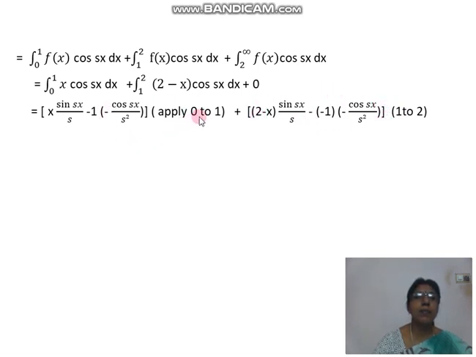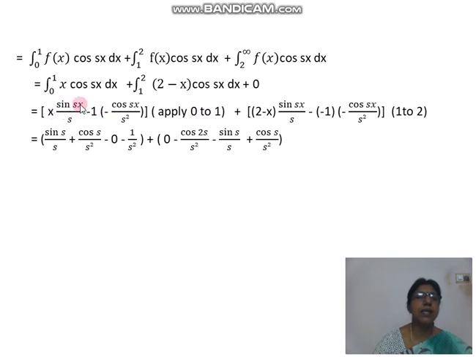See this one, first apply 1, what do you get? First upper limit 1, lower limit 0. First x equal to 1 substitution: 1 into sin s into 1 by s, that is sin s by s, minus into minus plus 1, and cos s into 1, that is cos s by s square. Next, for the lower limit 0 we put minus: x means 0 into anything is 0. Next minus cos 0 is 1, so 1 by s square. This is about the first integral.